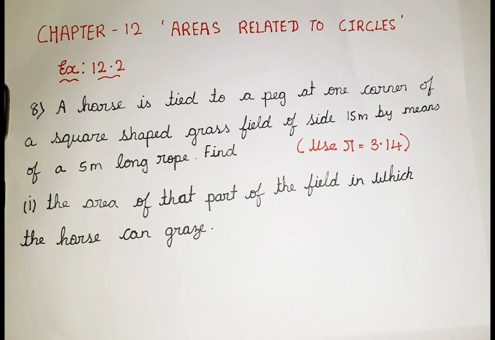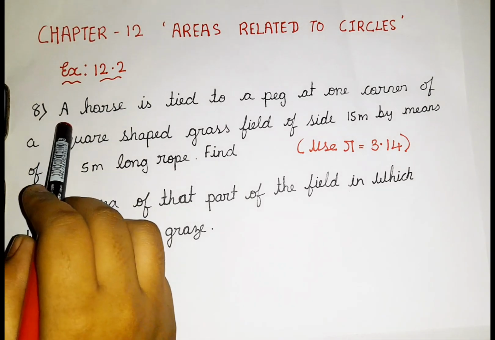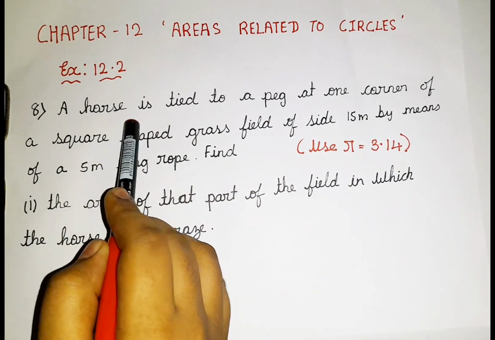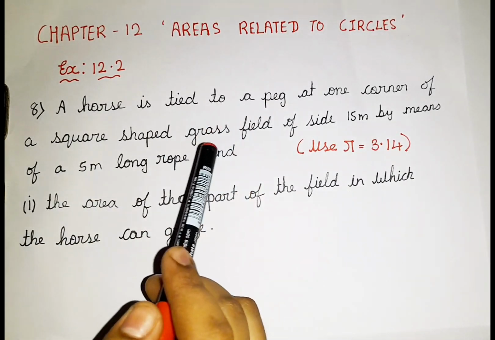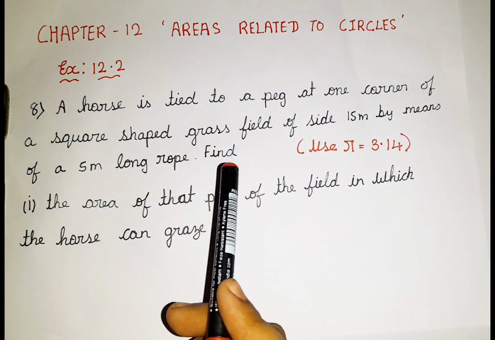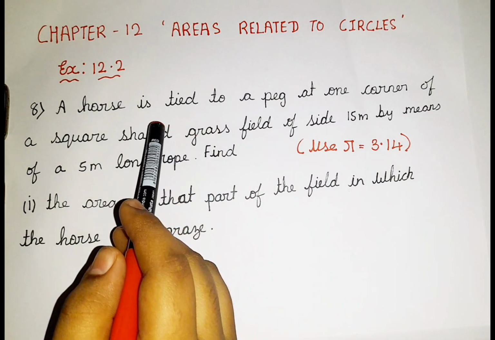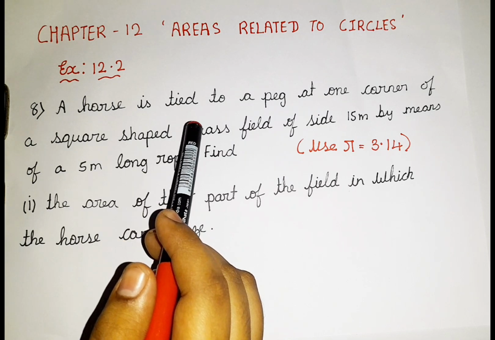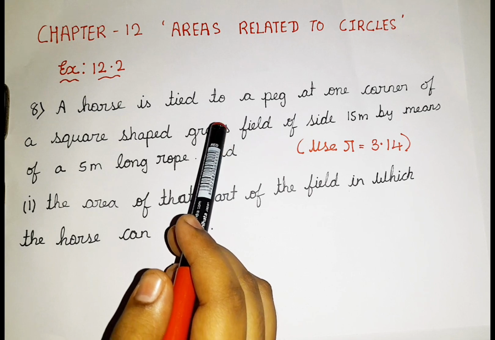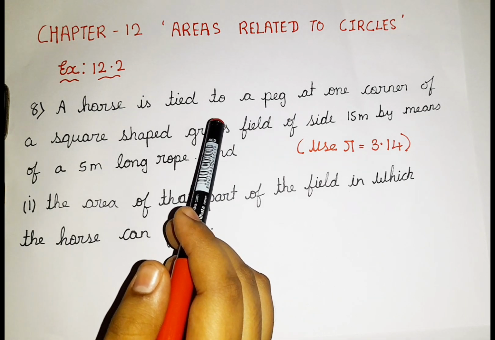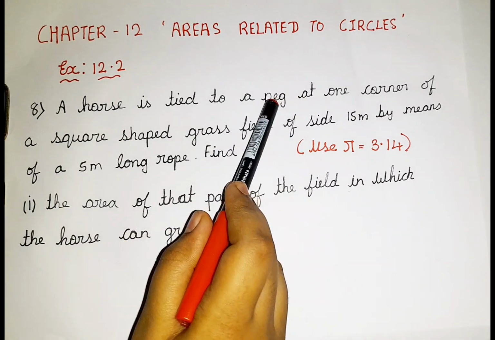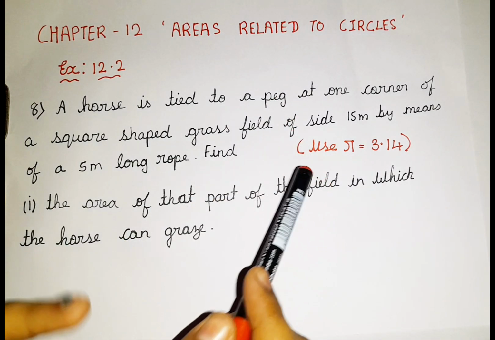First, let us read the lines one by one. A horse is tied to a peg. What is the meaning of a peg? We tie the horse with a rope to secure it, so that it should not run away. For securing it only, we are tying that rope. So a peg means something for securing. That is the meaning of it.